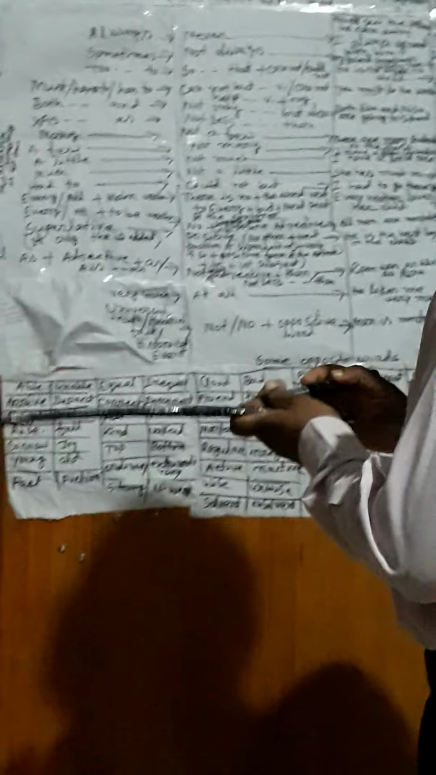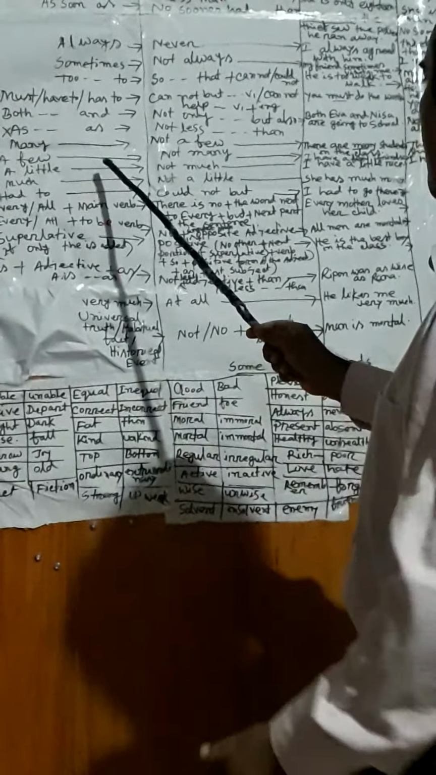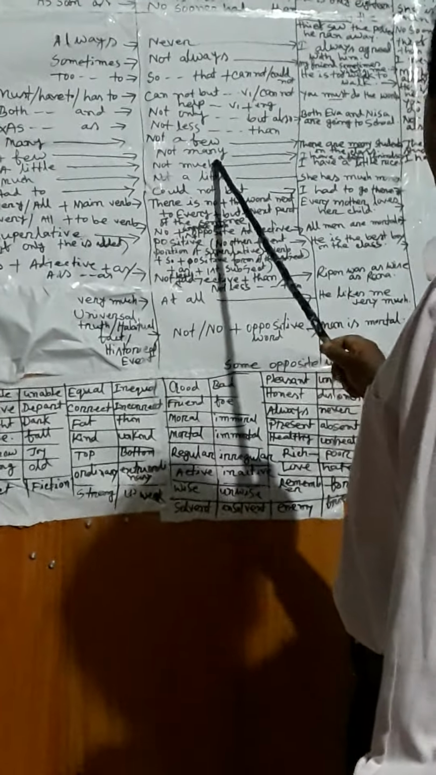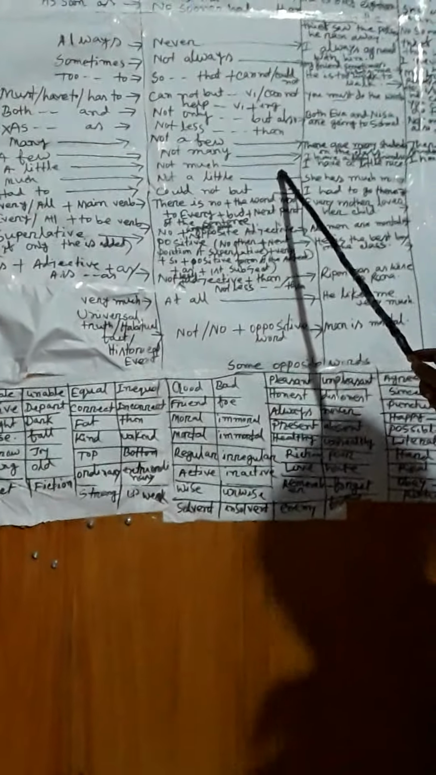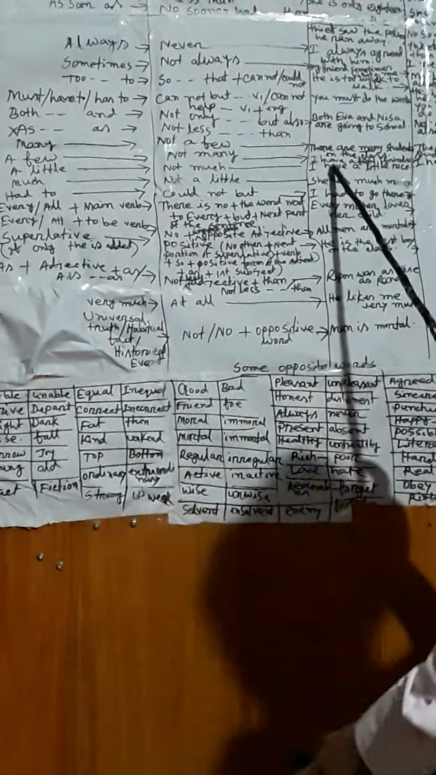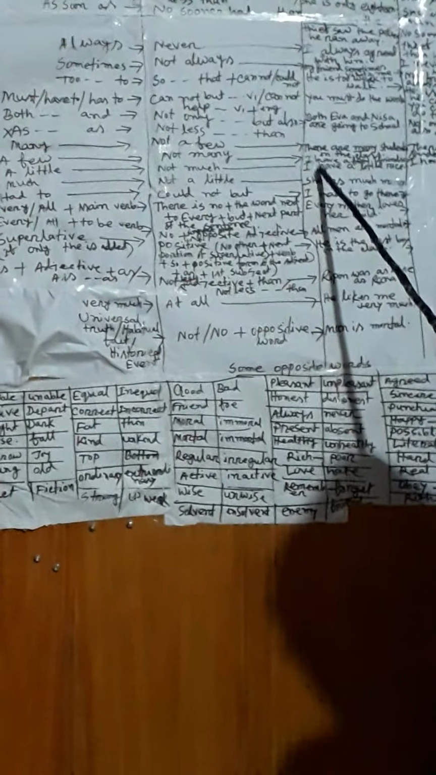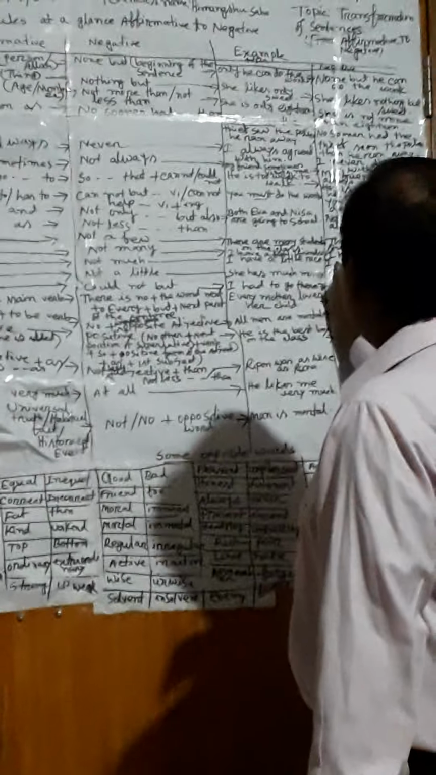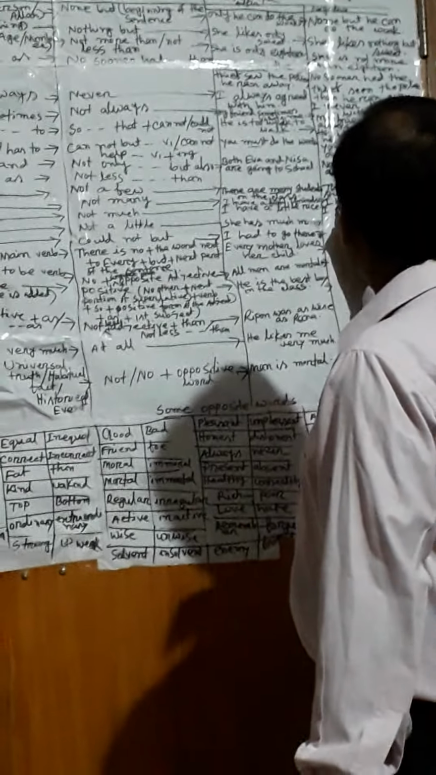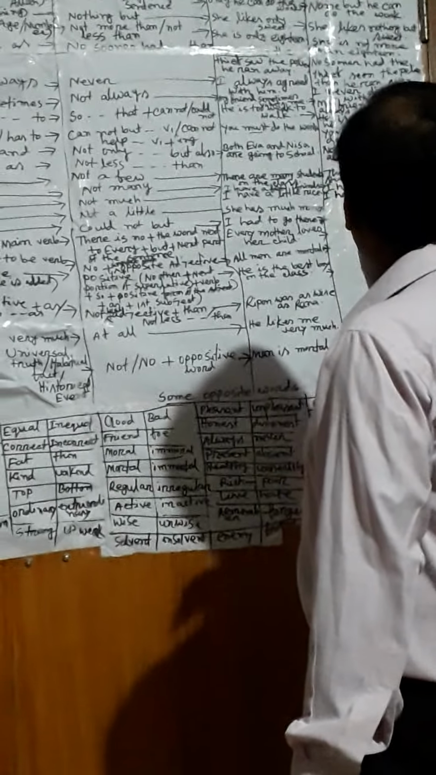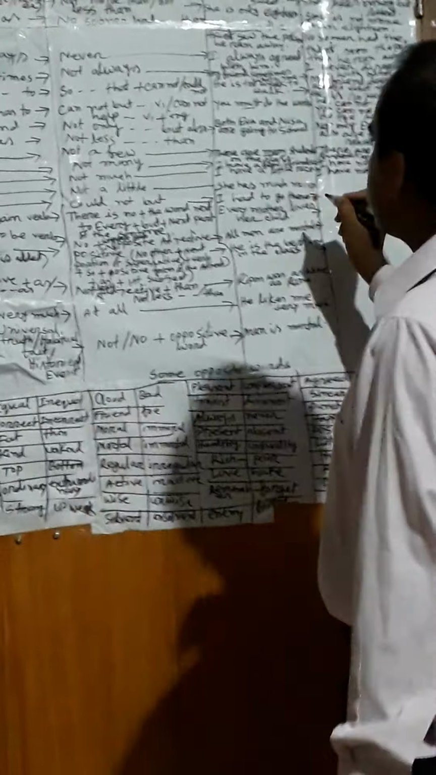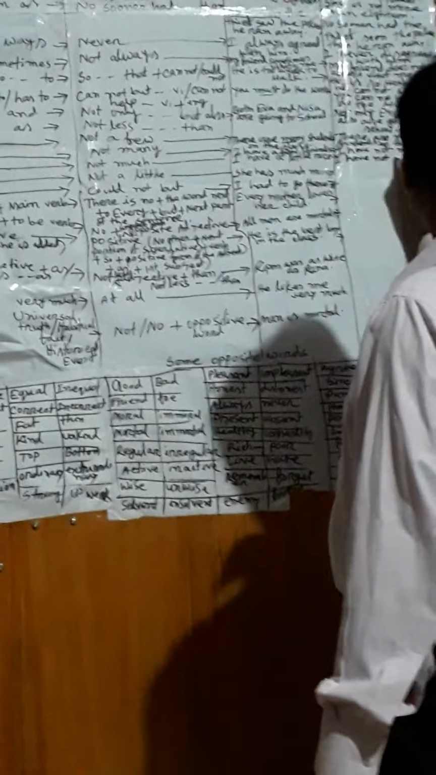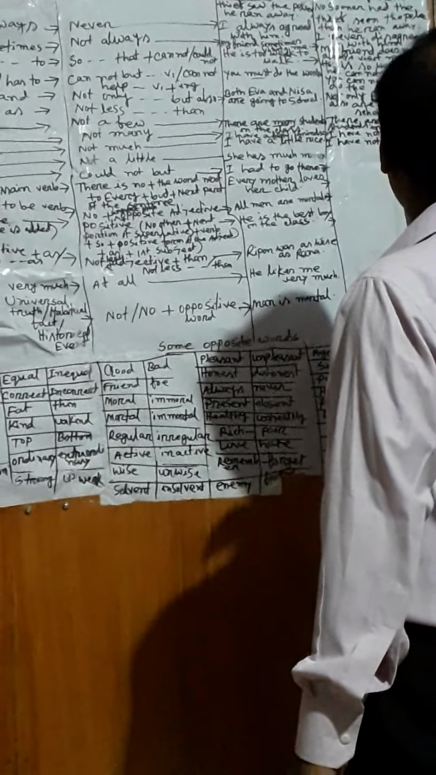Next rule, a little will be turned into not much in a negative sentence. Now look at the example. I have a little rice. And then the answer will be I have not much rice.